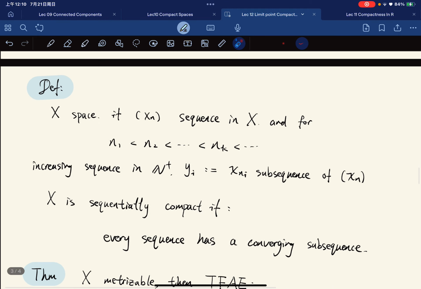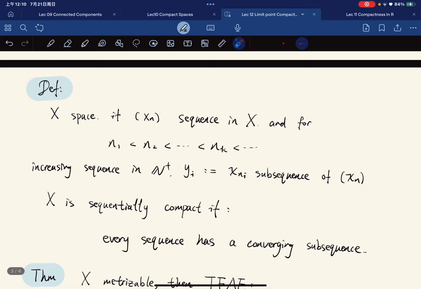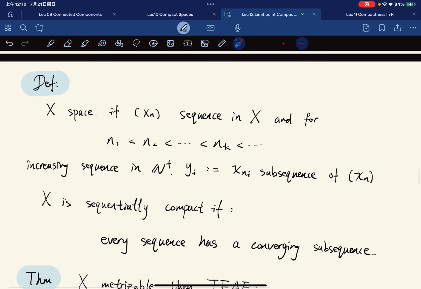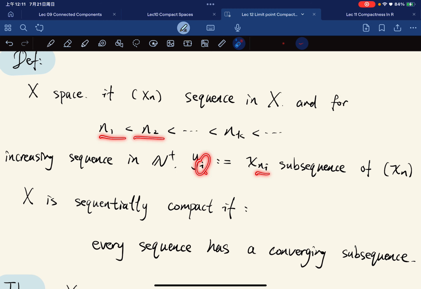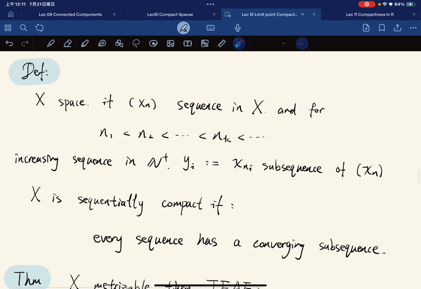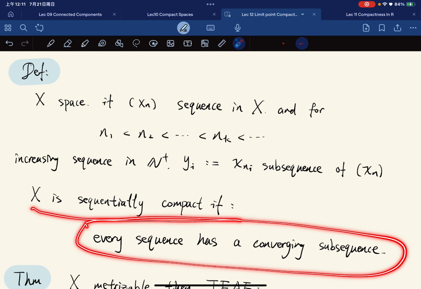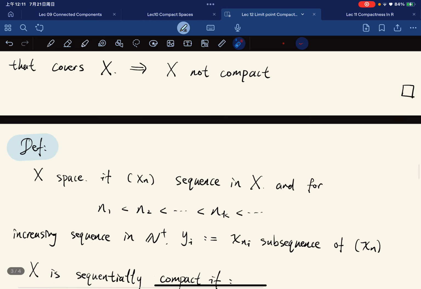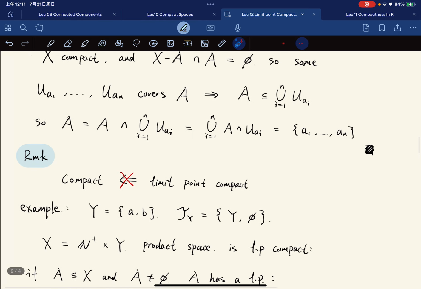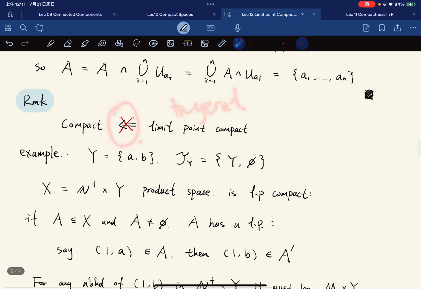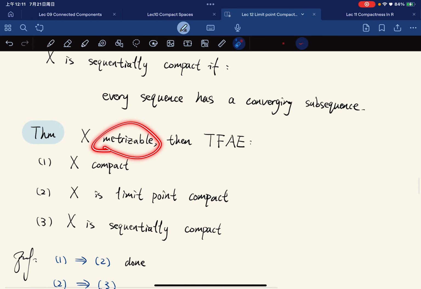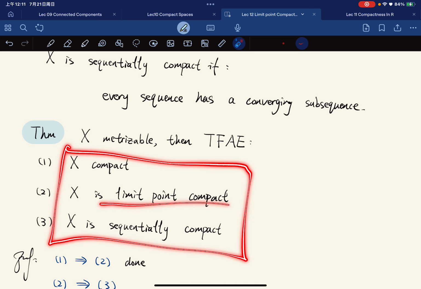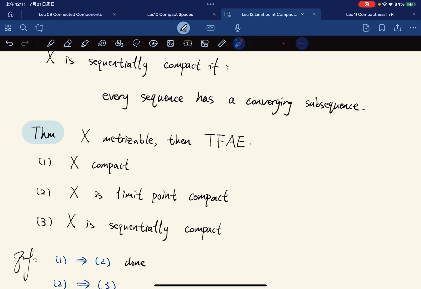But in terms of metrizable spaces, given a sequence, for any increasing sequence of indices we have a subsequence. The indices must be an increasing sequence in the positive integers. And we say X is sequentially compact if every sequence has a converging subsequence. This is the Bolzano-Weierstrass property. This is not true in general, but if X is metrizable, then they're all equivalent: compact, limit point compact, sequentially compact. They're equivalent if X is metrizable.